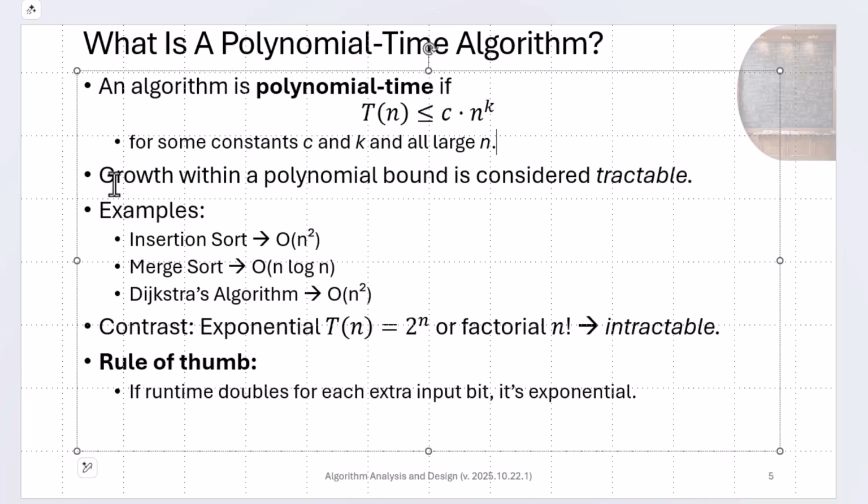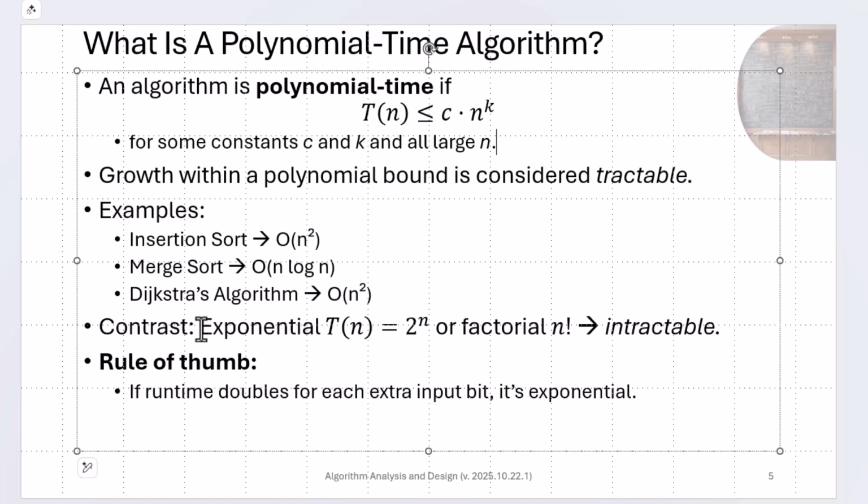So it grows within a polynomial bound, and if the growth is within a polynomial bound, we consider it tractable. Examples would include insertion sort, which is quadratic, merge sort, which is linearithmic, and Dijkstra's algorithm, which is quadratic with respect to the number of vertices.